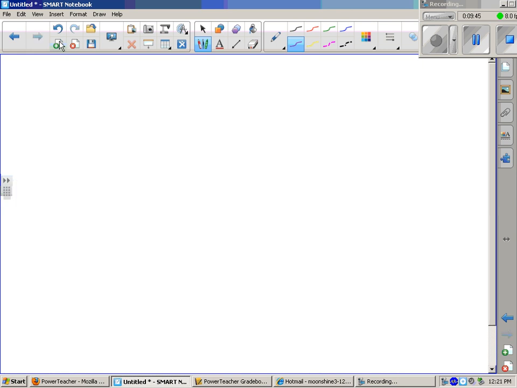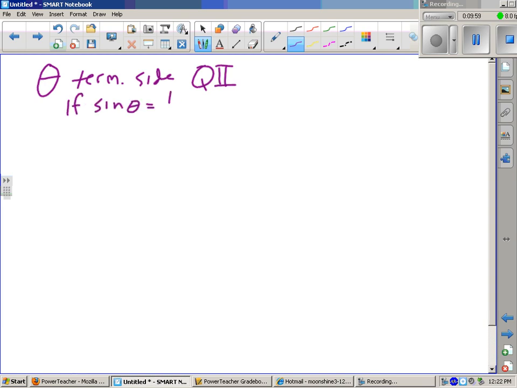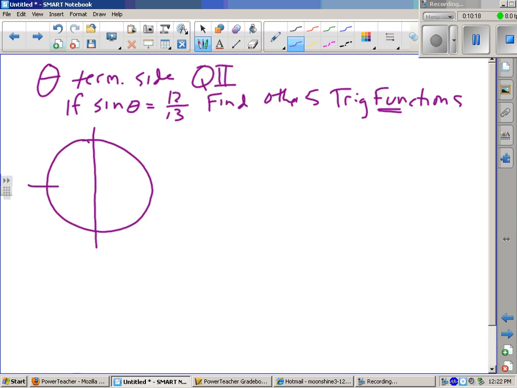All right, the next thing I want to do, one more problem. Theta has a terminal side in quadrant 2. If sine of theta is 12/13, I want you to find the other 5 trig functions. And don't forget what I said earlier. All right, so best thing to do, as soon as they start talking about quadrants, you should draw the triangle in that quadrant. So go X, Y, and finish the triangle.